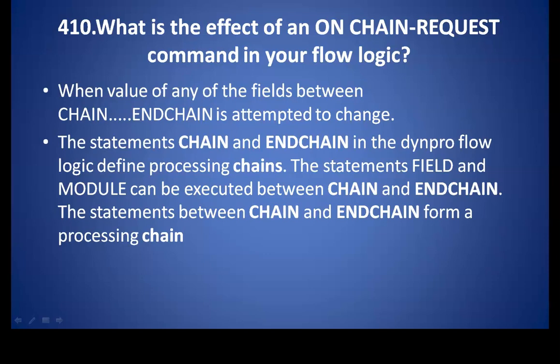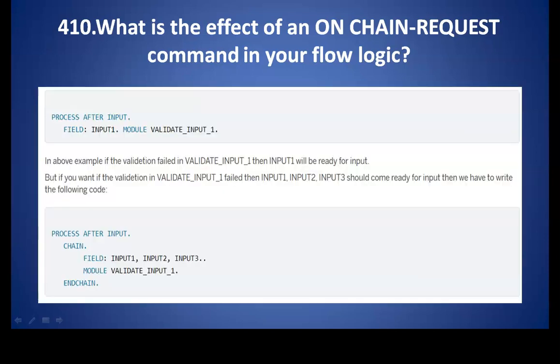Let's understand this with an example, because this concept is extremely important for us. It's asked in almost every interview when they touch base with the module pool programming concept. Let's say in the PROCESS AFTER INPUT, we are writing the field input 1, and then we are writing MODULE validate_input_1. In this example, if the validation fails in validate_input_1, then input 1 will be ready for input. But if you want, when the validation in validate_input_1 fails, input 1, input 2, input 3 to come ready for input, then we have to write the following.